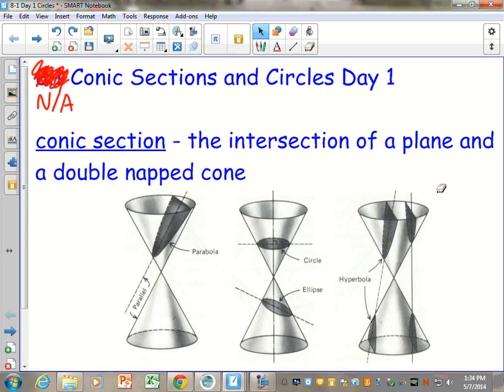This would be a parabola opening up or a parabola opening down. We've been talking about parabolas for a long time. Since Algebra 1, you've been talking about quadratics. But in conic sections, we talk about parabolas that can open side to side also.